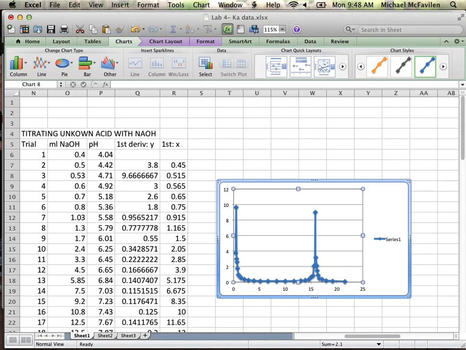Take a look at that. We do see 2 peaks, interestingly enough. Why are there 2 peaks? Particularly with one right at the very beginning. The only reason we would see a peak is if we had an equivalence point. Why would we have an equivalence point?